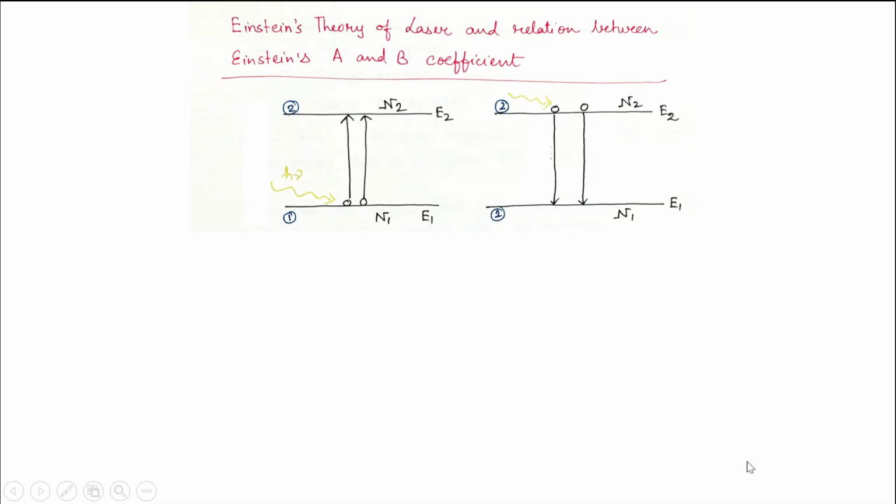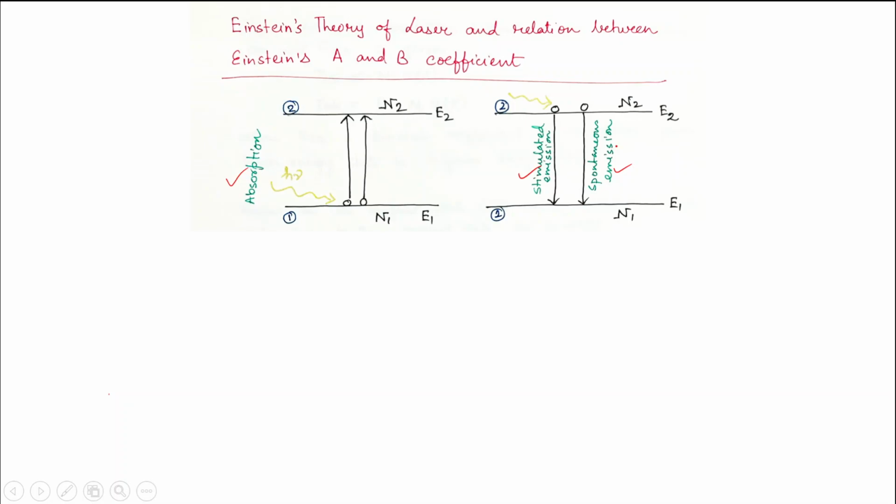There are three ways in which atoms can exchange energy with the radiation field. What are those ways? They are absorption, stimulated emission, and spontaneous emission.